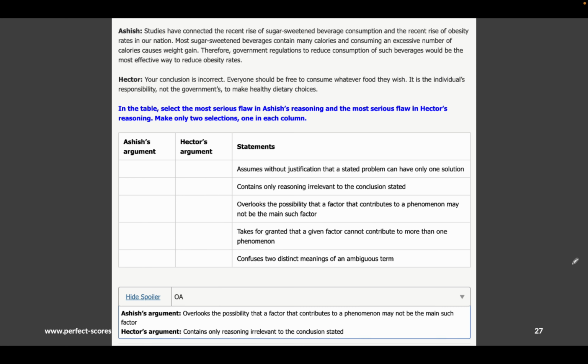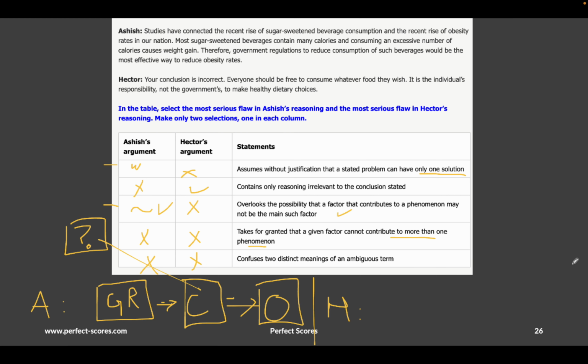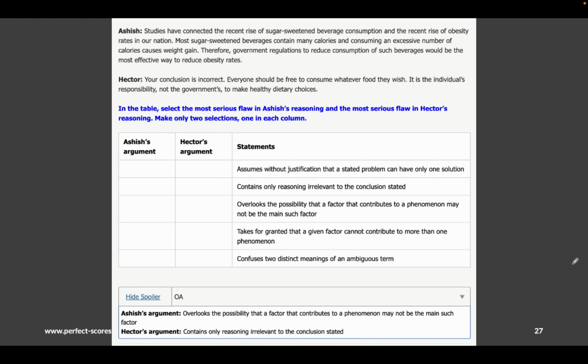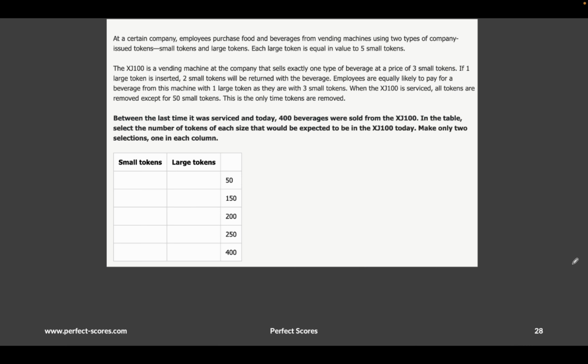So let's move on to the next one here. So these are the answers here. For Hector, it's number 2, and for Ashish it's number 3. Okay, so let's move on to the next question here. Now, you can pause this video and try to solve this question. Okay, so let's go ahead and look at this question.